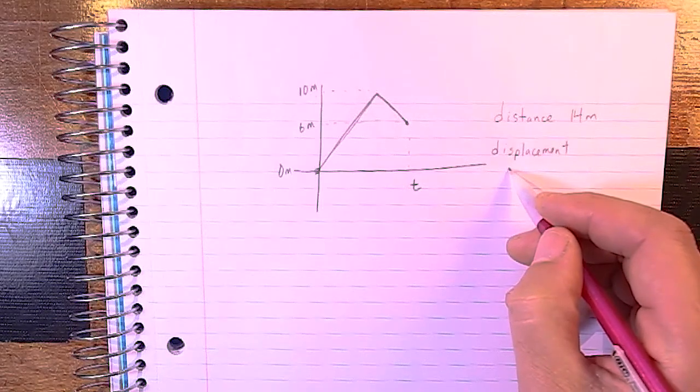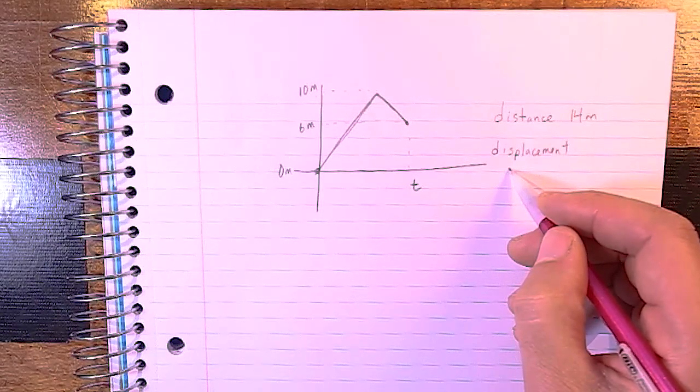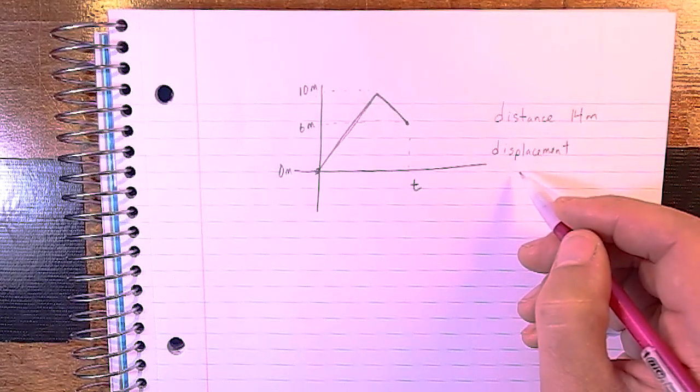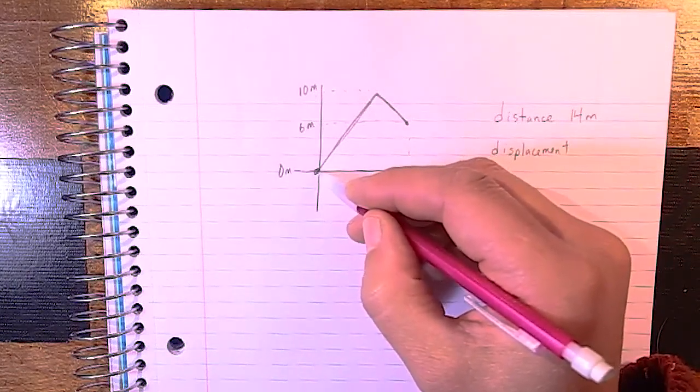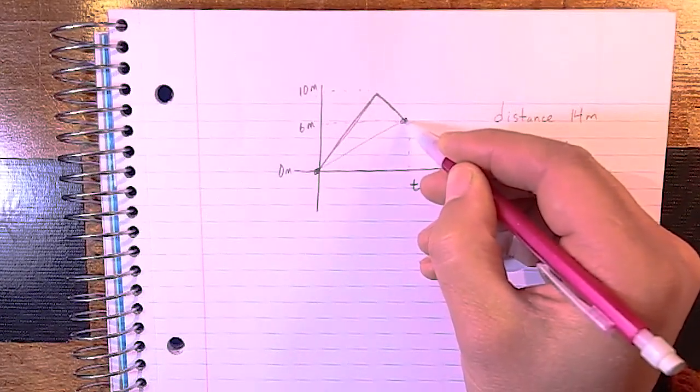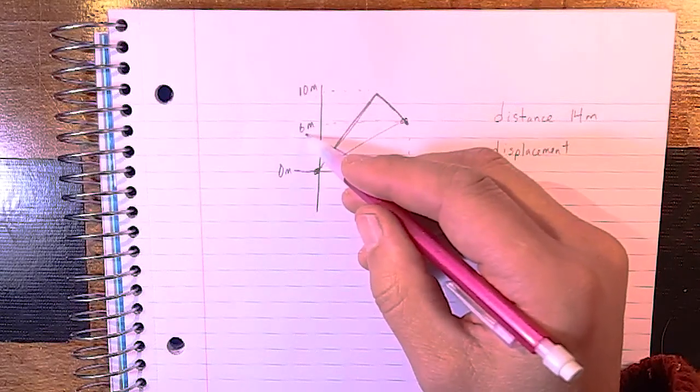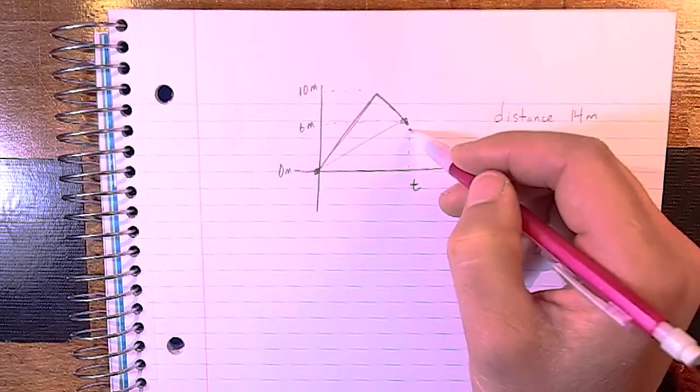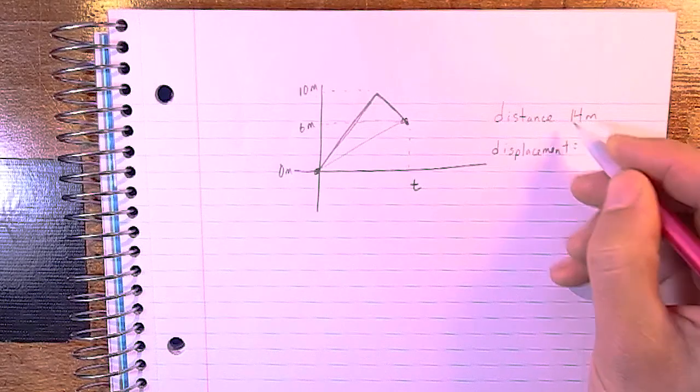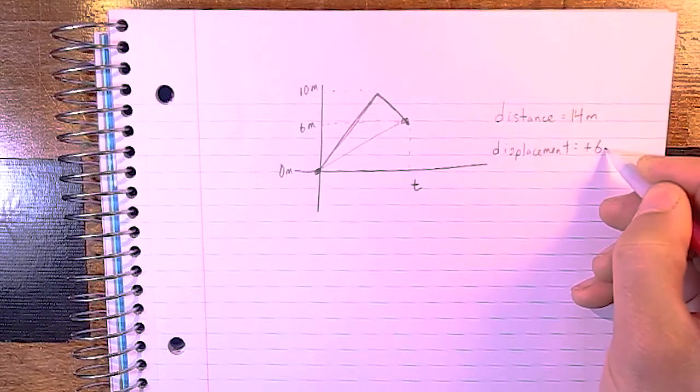But remember that displacement is defined as the straight line distance from start to finish. So they start here and they end here. What did they do? They went 6 meters forward, and that would be plus 6 meters.